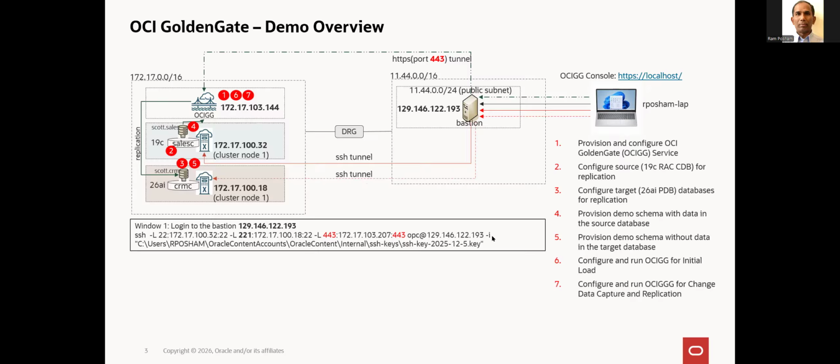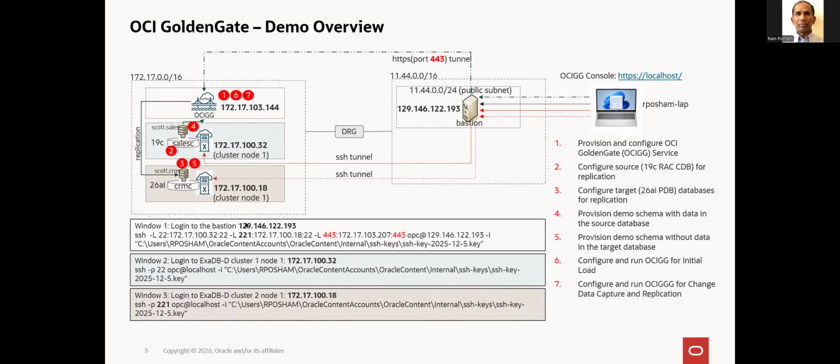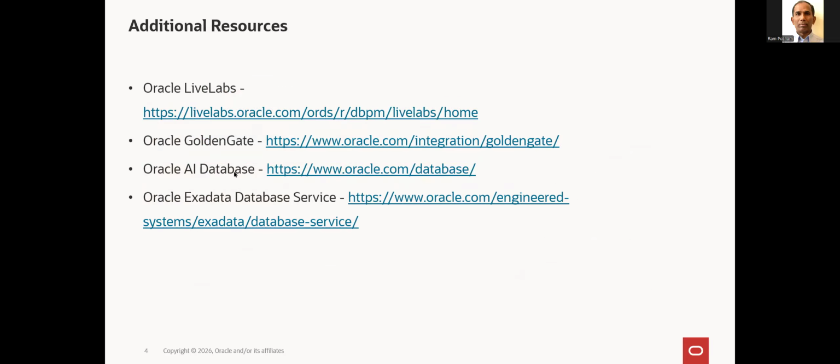Then you say minus i and provide the private key. This bastion has the public key, and so do these compute nodes, and these compute nodes also have to have my public key. Only then can I log into those servers with this command. And that's pretty much it. Then window 2 is basically logging into this node. I do that to create a service. I'll just show you what it is. And then these are the references.